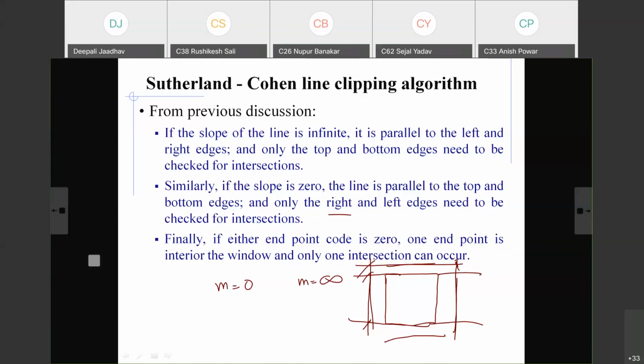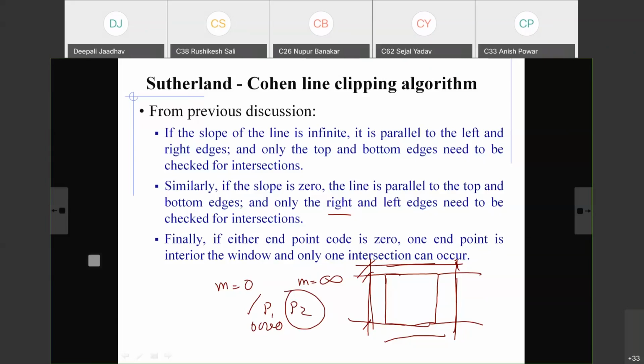Finally, if either endpoint code is 0, one endpoint is interior to the window and only one intersection can occur. Meaning if there are two endpoints, line P1 and P2, and any one of them is 0, then clearly it is inside the window. We need to find the intersection for the second point. So these three observations are there.